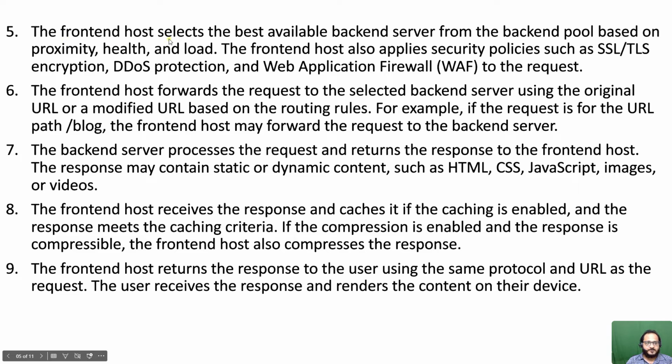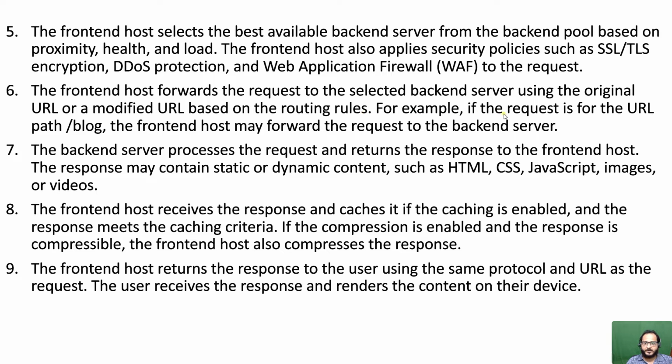Now the front-end host selects the best available backend server from the backend pool based on proximity, health and load. The front-end host also applies security policies such as SSL/TLS encryption, DDoS protection and web application firewall to the request. Then the front-end host forwards the request to the selected backend server using the original URL or a modified URL based on the routing rules.